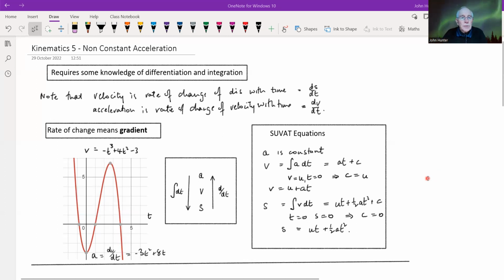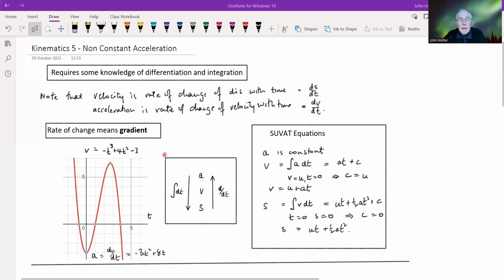So what's this all about then? First thing we need to note is, when we're thinking about velocity, what is velocity? It's the rate of change of distance, or displacement, with time. In calculus terms, we denote it like this. And acceleration is the rate of change of velocity with time, similar notation. And rates of change mean gradient.